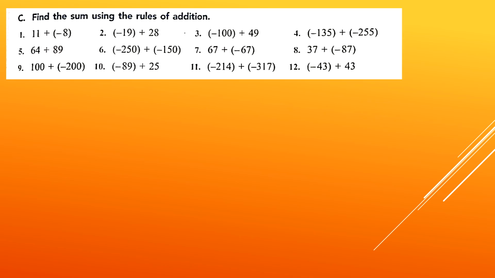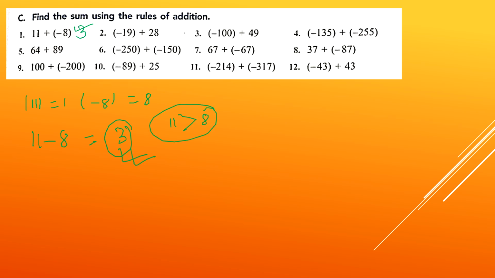So you have to find the rules of addition. For example, here 11 plus minus 8, find the absolute value. Absolute value of 11 is 11, absolute value of minus 8 is 8. But since both of them are carrying opposite sign, you subtract them. You will get 3. But here again 11 is greater than 8, therefore 3 will be positive. It will remain positive. The answer will be 3.